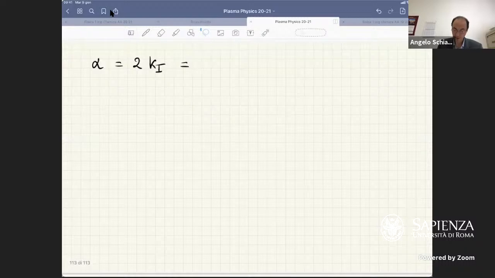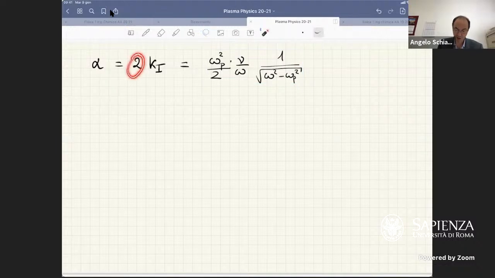And this is Ki. Since we have a 2 in front, we just cancel, take this out, okay? So this is the attenuation coefficient that expresses the way the wave is absorbed and attenuated as long as it propagates through the plasma.